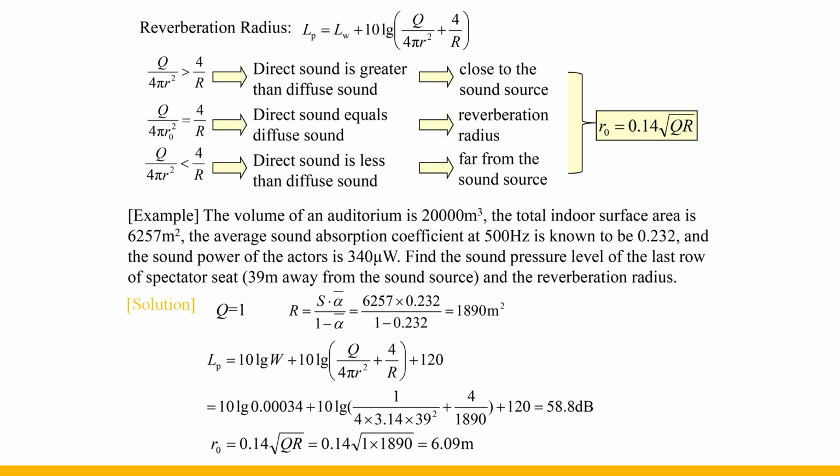It can be seen from this that the spectator seat is in an area where diffuse sound is dominant, and the noise reduction by absorption method can be used. Can you try to calculate the sound pressure level of the front row? Comparing the sound pressure levels at the front and the rear positions, you can also think about how to reduce this sound pressure level difference. If there are receiving points before and after the reverberation radius, how to reduce the noise of the front receiving points?